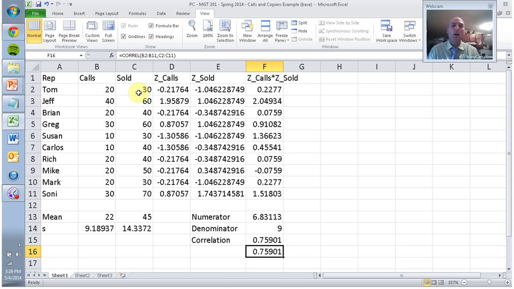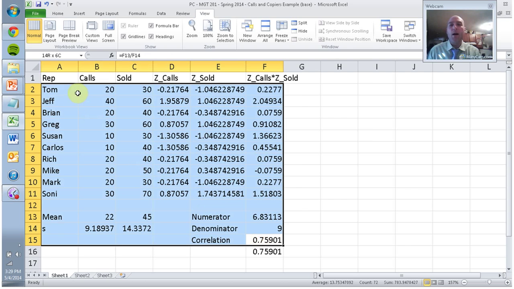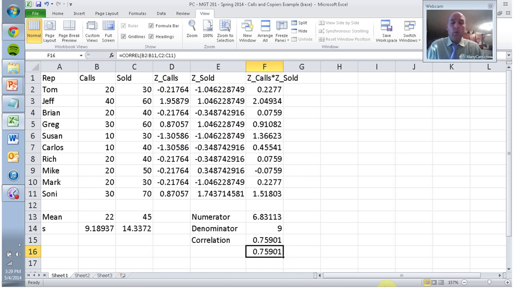Yeah. Gives me the same number. However, this entire process here demonstrates how we use that formula, and Excel will calculate that number for us. This value right here, 0.759, that's R.